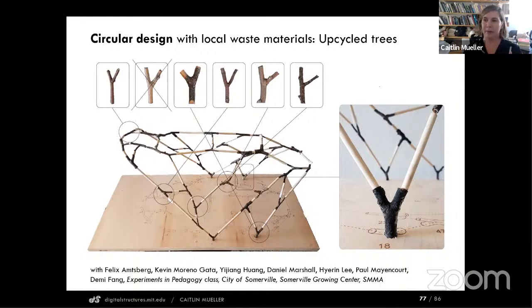Here in particular, we're working with tree forks, which are amazing structural connections. They're cantilever moment connections in trees with incredible internal fiber structures that transfer load incredibly efficiently. We could never 3D print the internal fiber structure of a tree with today's technology, and yet this is abundantly available in trees that are cut down every day.